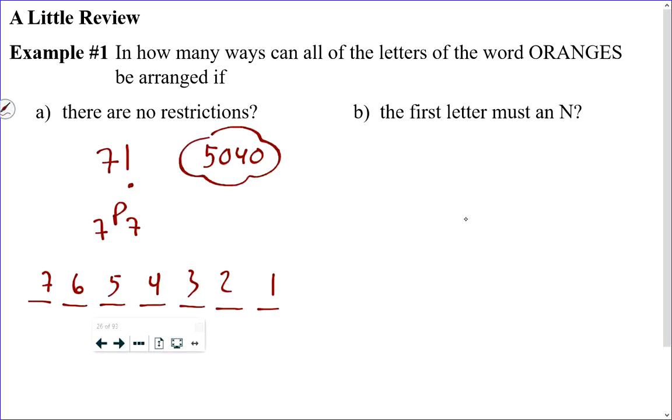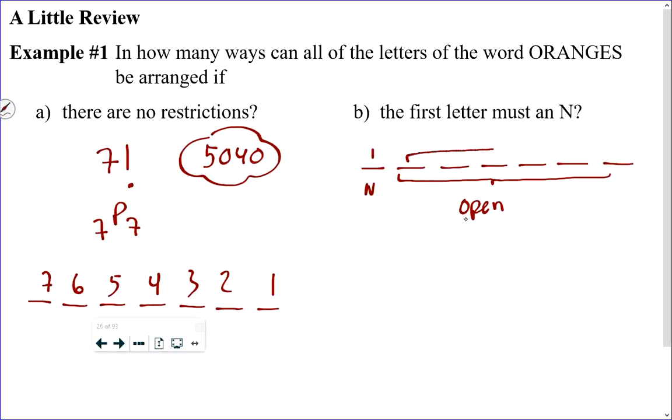In how many ways are there to arrange all of the letters if the first letter must be an N? Well, there are a number of ways to approach this. This must be an N, and this is a free-for-all. This is open. I mean, you're arranging the letters, so you can't use the same letter twice. So the fundamental counting principle says that this is 1, and this is 6 factorial. The answer is 6 factorial.